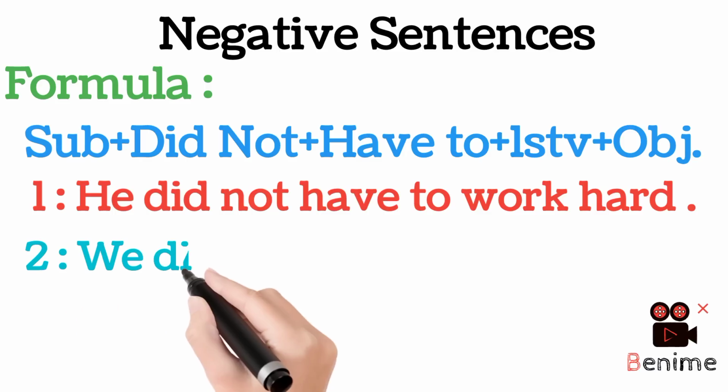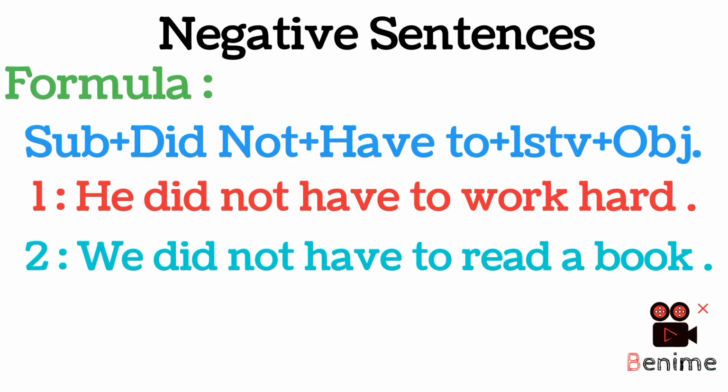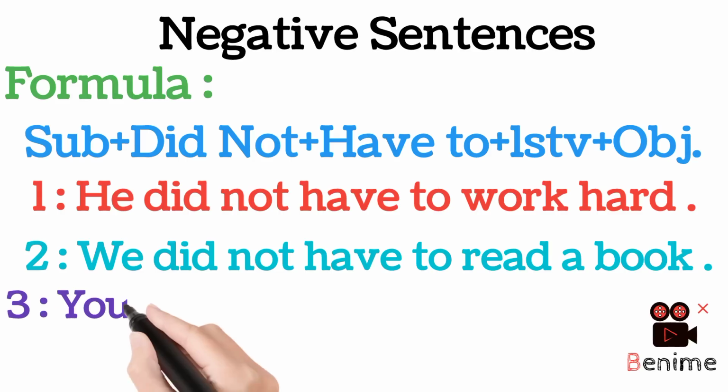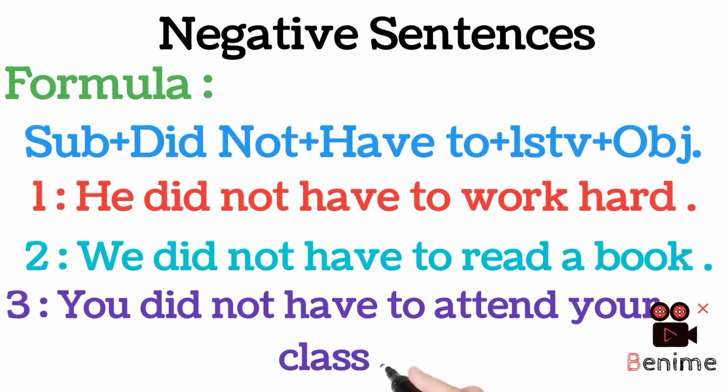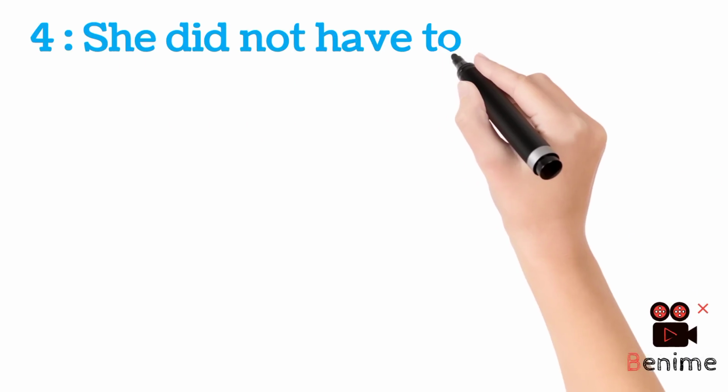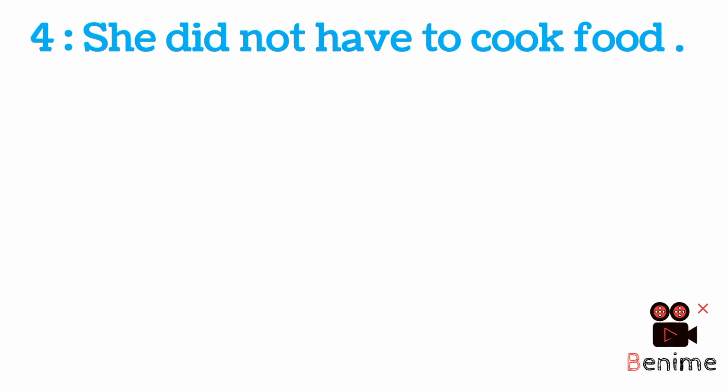Now look at the second one. We did not have to read a book. It means we didn't have any obligation to read a book in the past. Look at the third one. You did not have to attend your class. It means you didn't have any obligation to attend your class in the past. Now look at the fourth one. She did not have to cook food. It means she didn't have any obligation to cook food in the past.